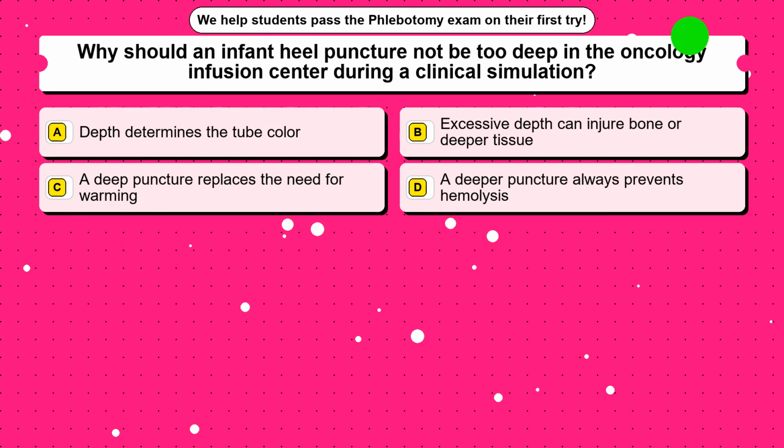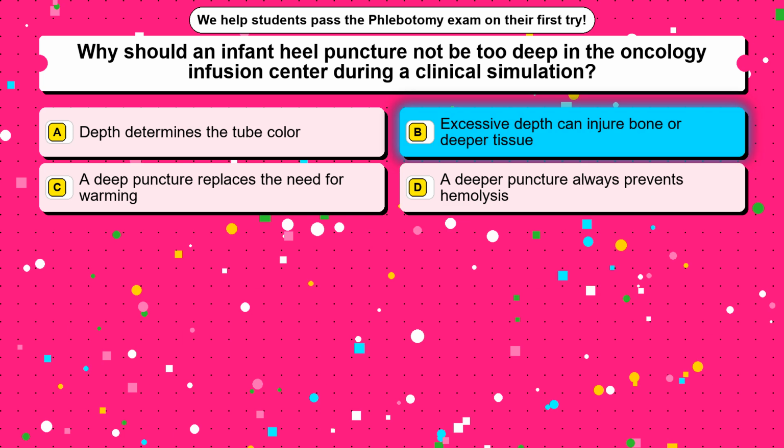Question 77. Why should an infant heel puncture not be too deep in the oncology infusion center during a clinical simulation? Option A. Depth determines the tube color. Option B. Excessive depth can injure bone or deeper tissue. Option C. A deep puncture replaces the need for warming. Option D. A deeper puncture always prevents hemolysis.